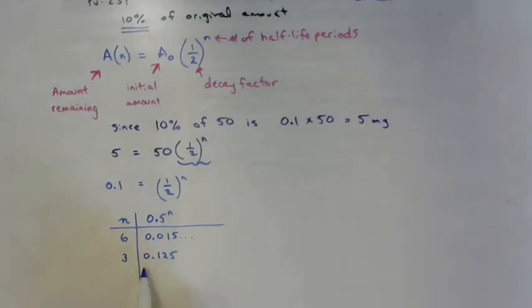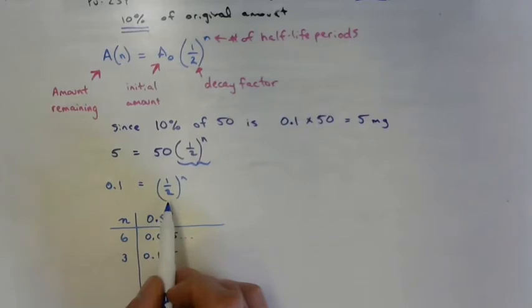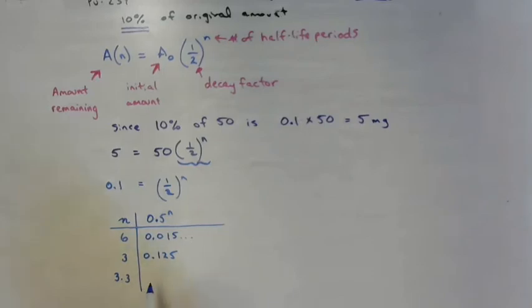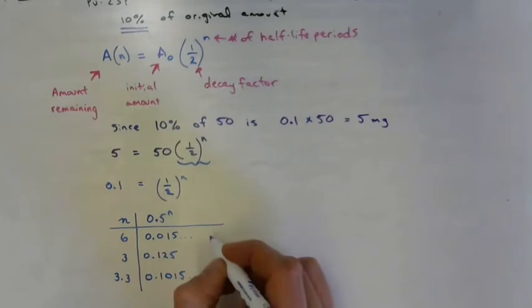So this value is a little bit too big. In order to shrink it a bit more, we actually have to have an exponent that's bigger than 3. So I try like 3.3. 0.1. Yeah, that's pretty close. Okay, that's a reasonable approximation.